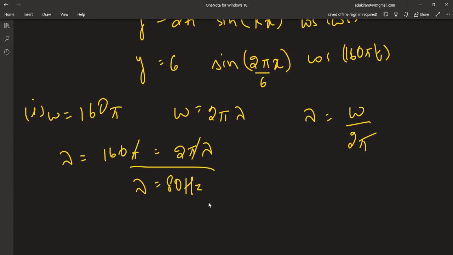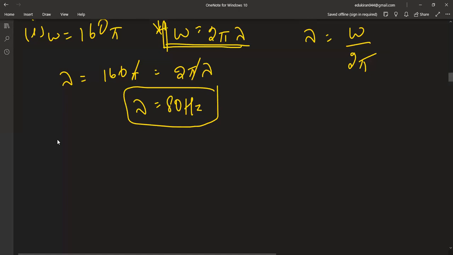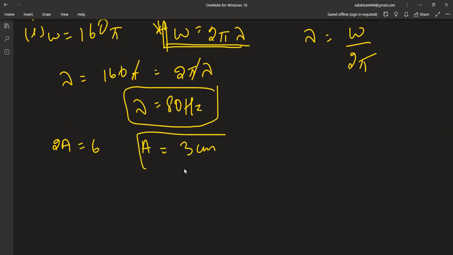Clear class? This formula is very important. Using this, you can calculate frequency and you can keep on converting it. One more thing, see, 2a is given as 6. It means amplitude is given as 3 centimeters, half of it. This is also done. And lastly, lambda is left.